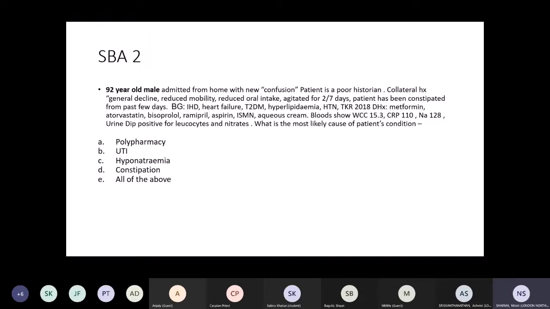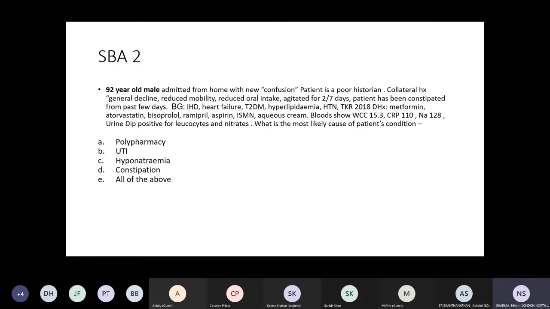Background of ischemic heart disease, heart failure, type 2 diabetes, hyperlipidemia. Drug history is taking metformin, atorvastatin, bisoprolol, ramipril, aspirin, isosorbide mononitrate, aqueous cream. Bloods show raised white cells, raised CRP, and a low sodium. Urine dip is positive for leukocytes and nitrites. So, what would be the reason for this patient's condition?